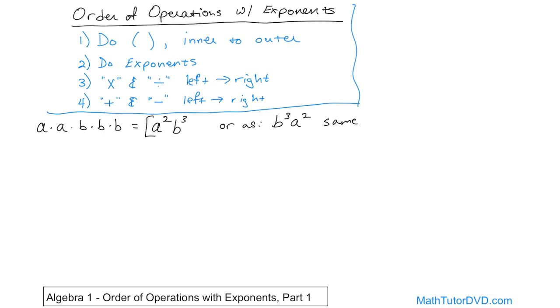All right, what if we had X times Y times X times X? How would we write that?